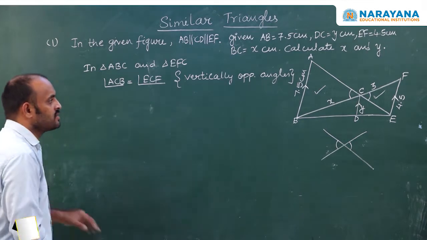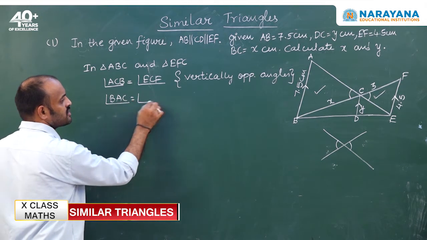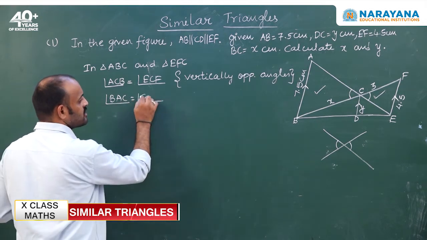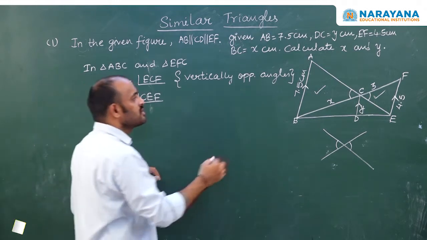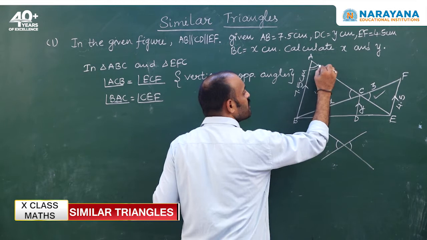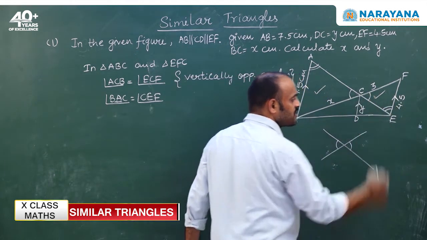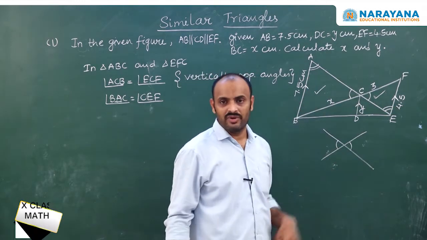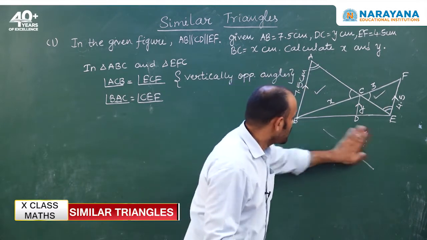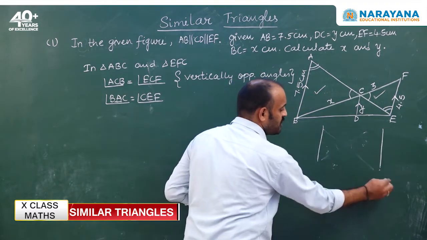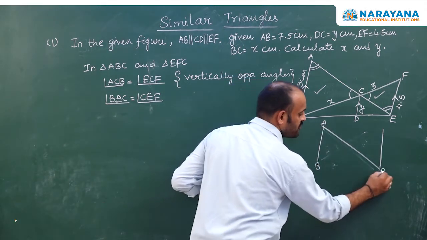Next, angle BAC is equal to angle CEF. At the middle letter, the angle lies. So, at A, I am giving 2 strokes. At CEF, here also 2 strokes I am giving. That means they are equal. So, why are they equal? Already we know that AB and EF are parallel.